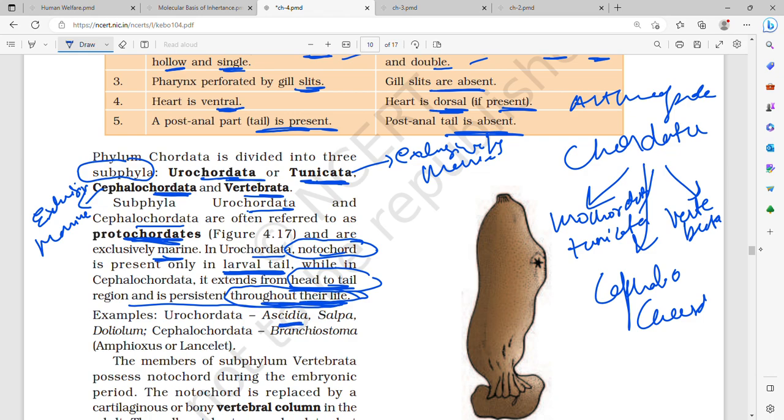Urochordata examples are Ascidia, Salpa, and Doliolum, and the Cephalochordata example is Branchiostoma, also called Amphioxus or Lancelet.